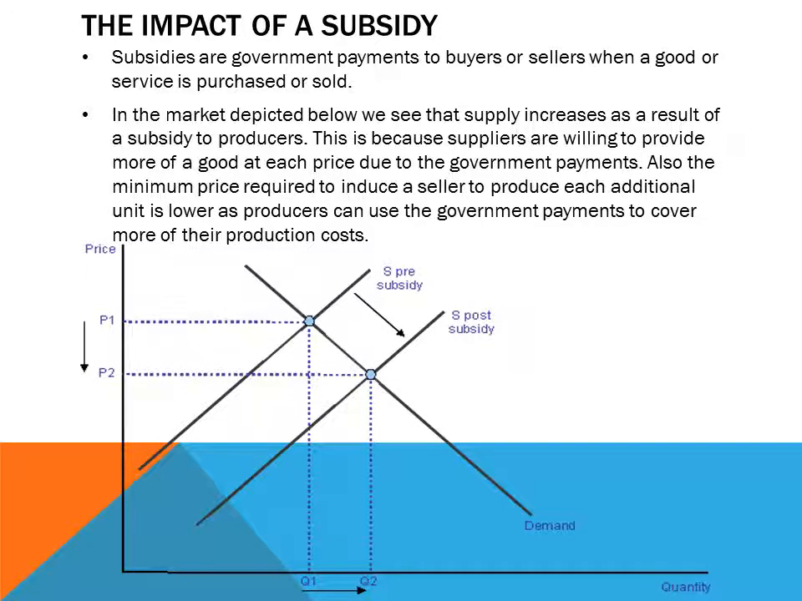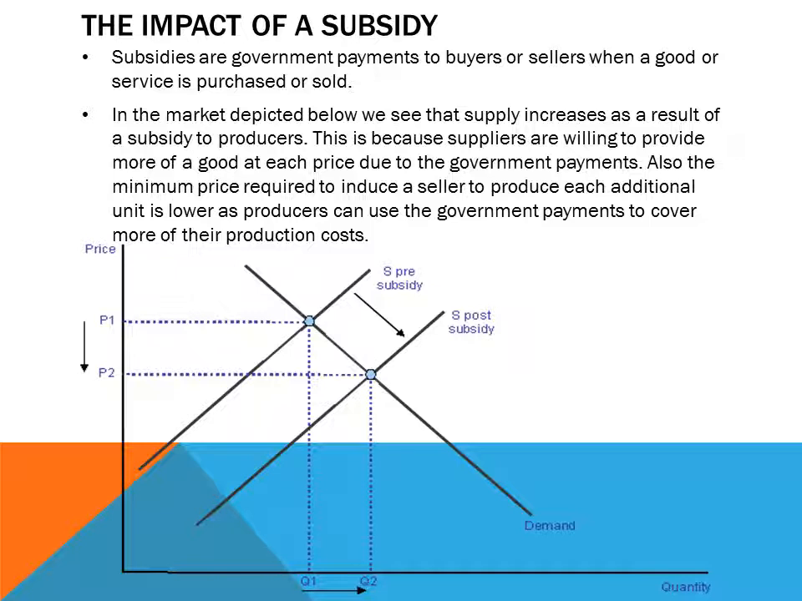Now we will take a look at the impact of a subsidy. Subsidies are government payments to buyers or sellers when a good or service is purchased or sold. In the market below, we see that supply actually increases as a result of a subsidy given to producers. This is because suppliers are willing to provide more output at each price due to government payments.